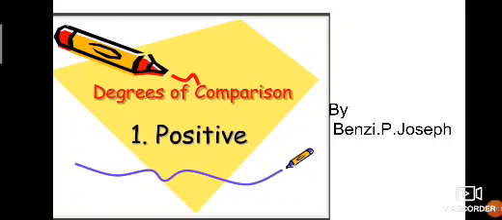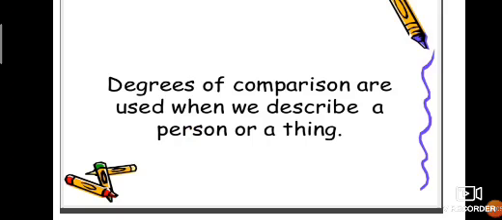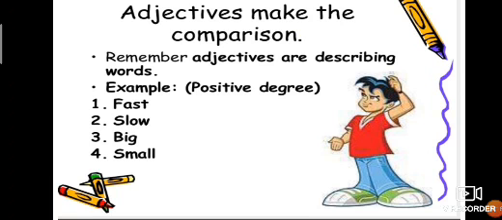Degree of comparison. The first one is positive degree. Degrees of comparison are used when we describe a person or a thing. Adjective makes the comparison. Yes or no? Adjective always describes.